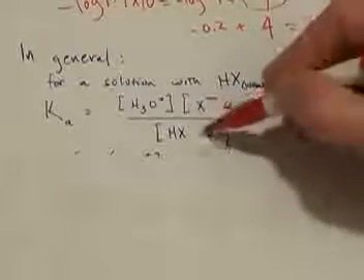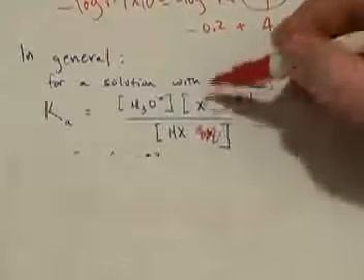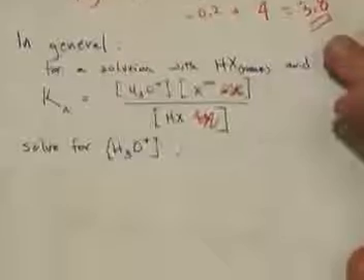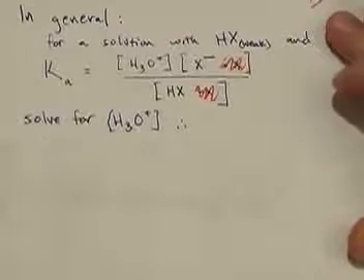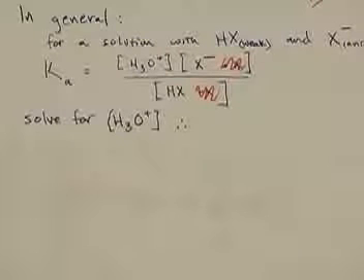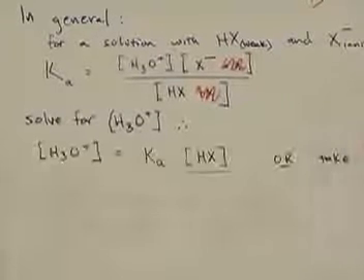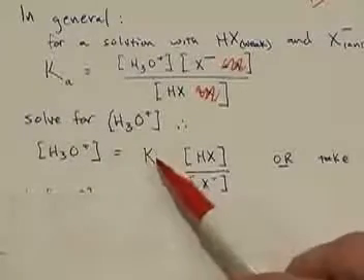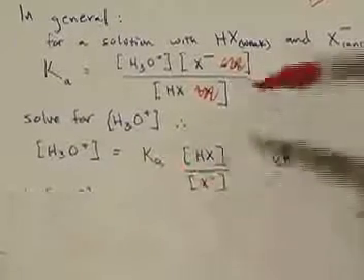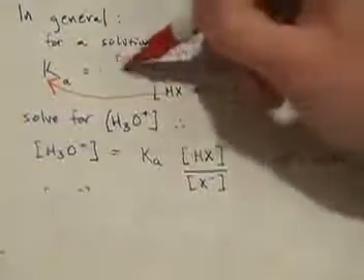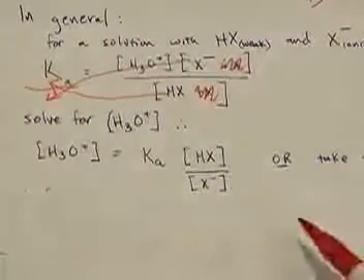We'll ignore these X's and say that they're small compared to the anion and HX. And if we solve this for H3O plus, remember we want to easily be able to find the pH, and if we know the H3O plus, hey, we're just a negative log away from finding the pH. We can find that H3O plus is equal to Ka times HX, bringing that to this side and bringing this over here underneath, divided by X minus.